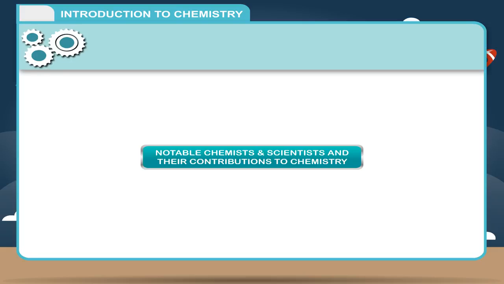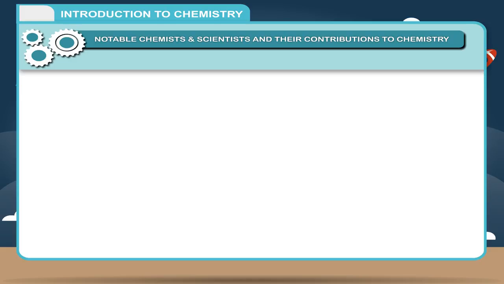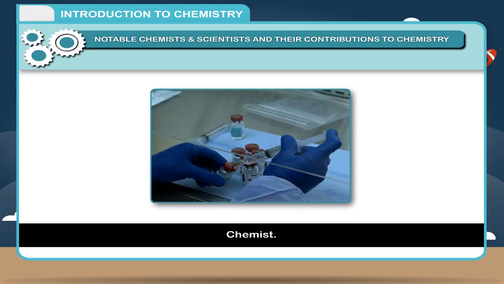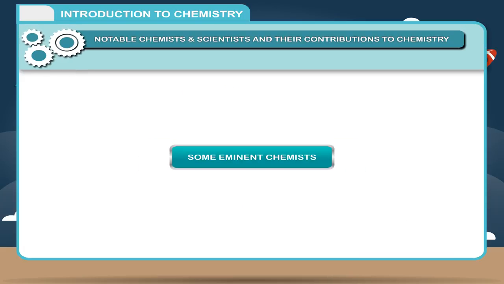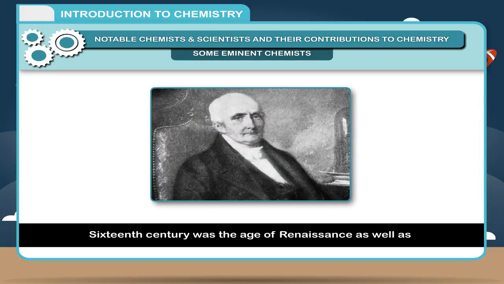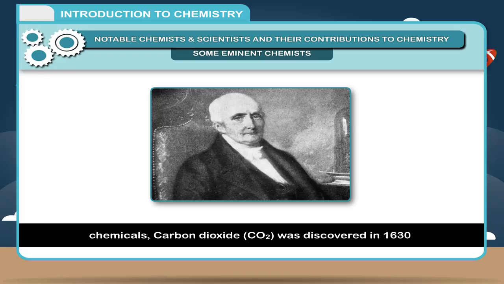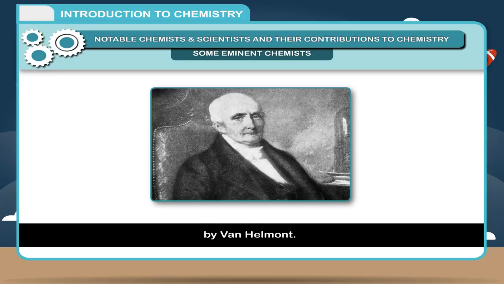Notable chemists and scientists and their contributions to chemistry. A person who studies and gains specialization in chemistry is called a chemist. Some eminent chemists. 16th century was the age of Renaissance as well as the beginning of the Industrial Revolution. In the field of chemicals, carbon dioxide, CO2, was discovered in 1630 by Van Helmont.